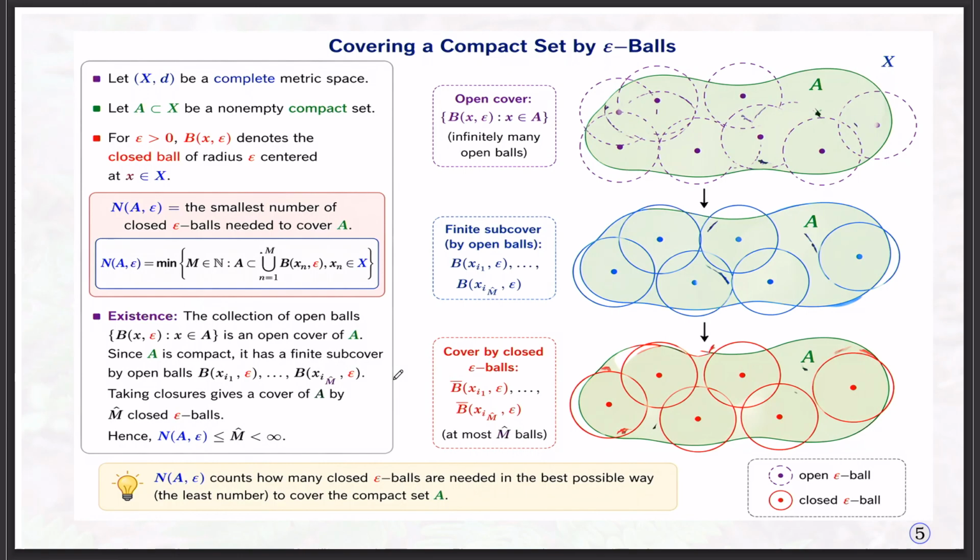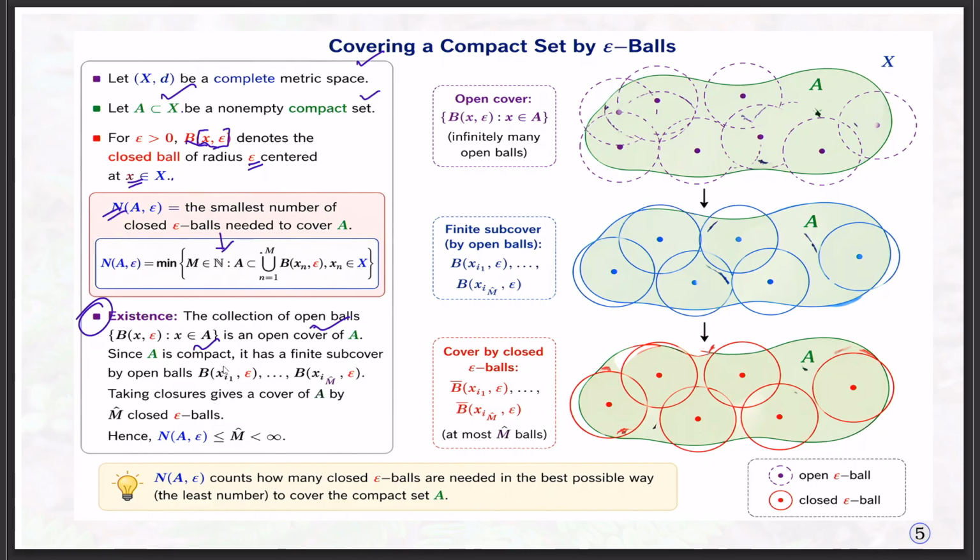Now, the pictorial representation is given here. Let X comma d be a complete metric space and A a non-empty compact subset of X. For epsilon greater than 0, B of x comma epsilon denotes the closed ball of radius epsilon centered at x belonging to X. N of A comma epsilon is the smallest number of closed balls of radius epsilon needed to cover A. Do not confuse this closed ball with the open ball; maybe one can use this notation for the closed ball and this one for the open ball. The collection of open balls is an open cover of A. Since A is compact, it has a finite subcover.